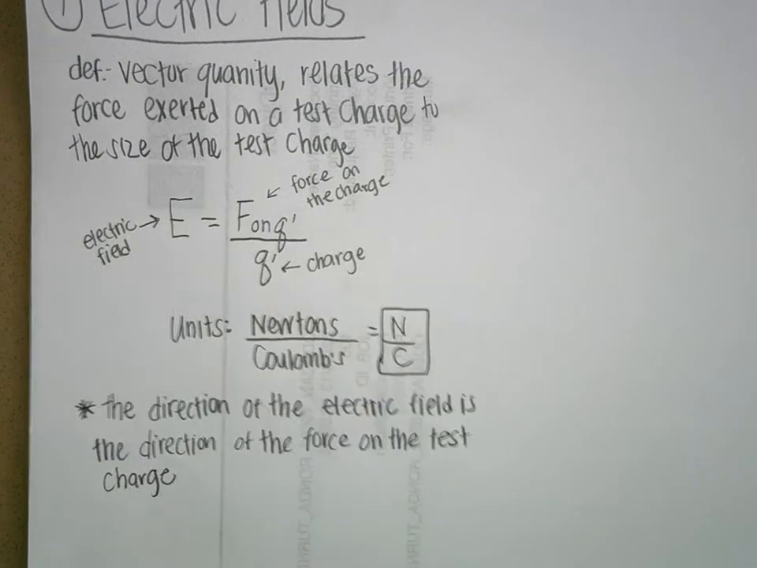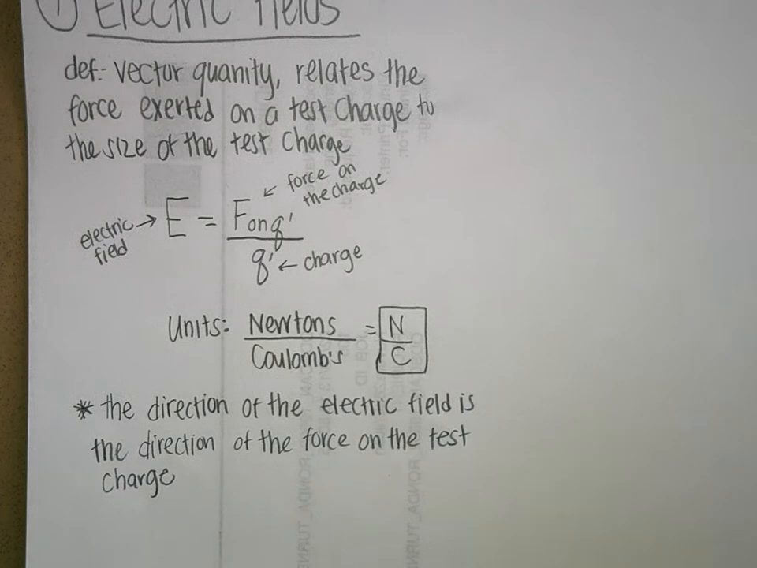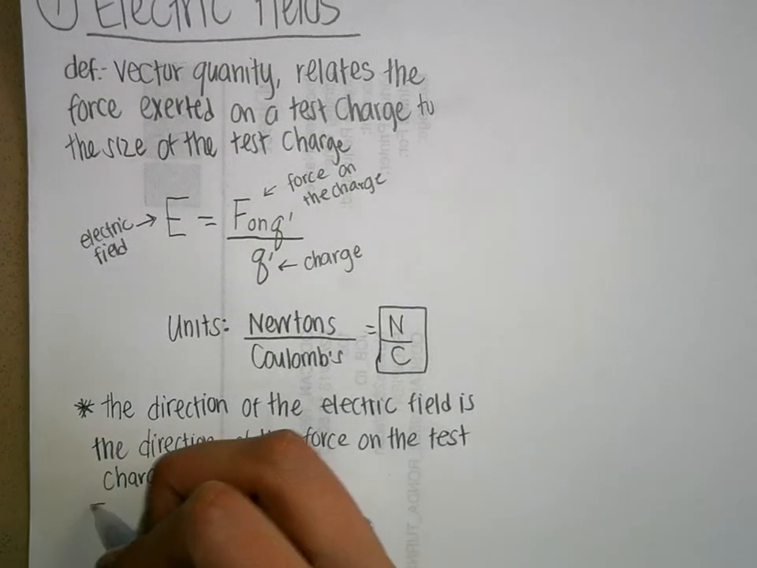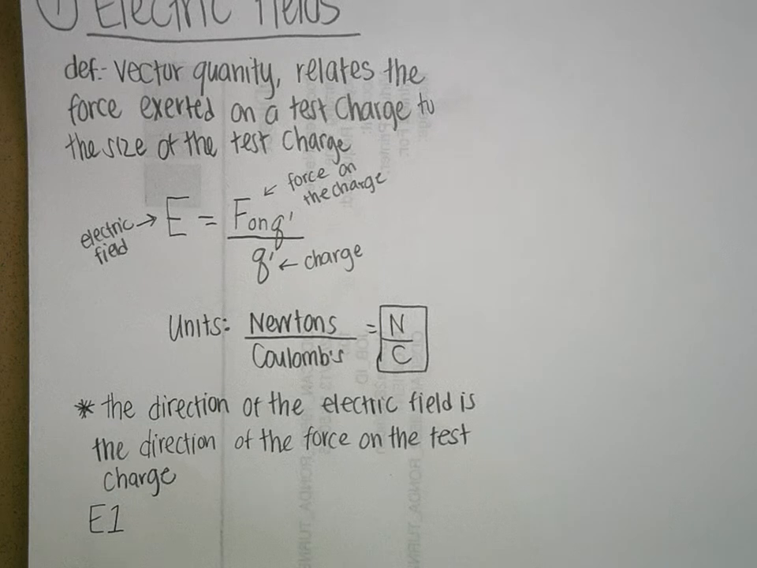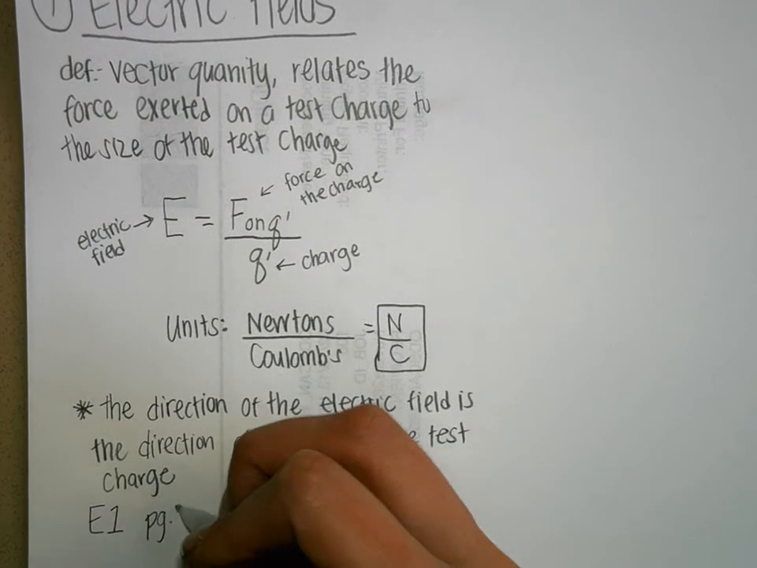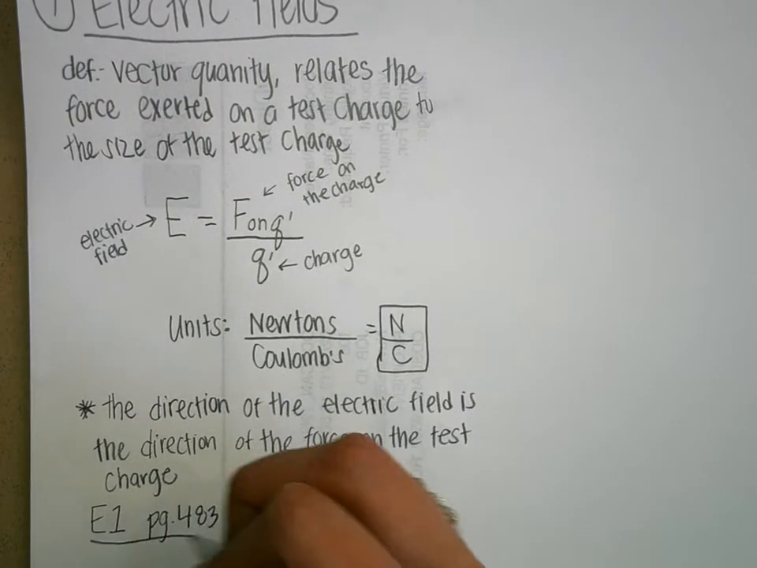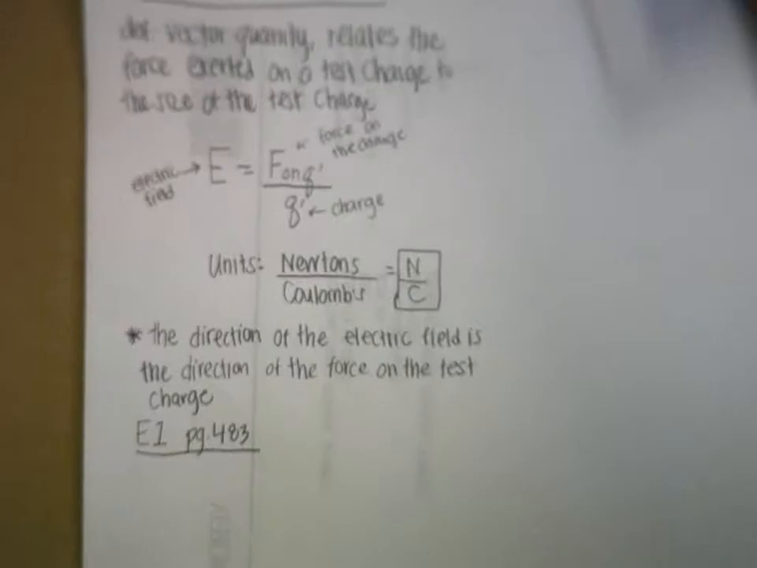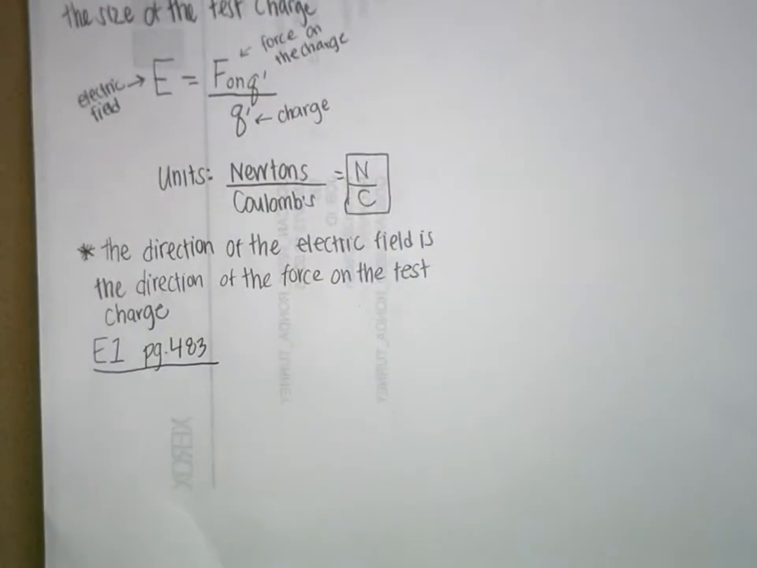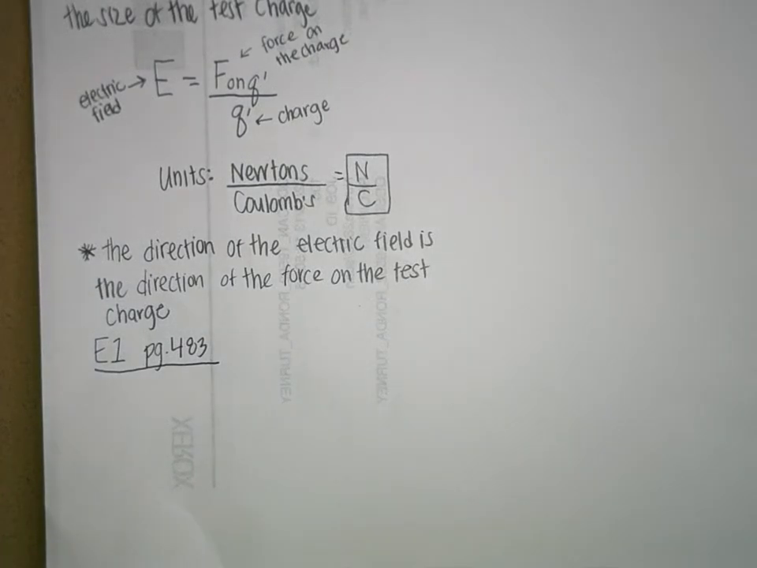Now I'm going to solve a problem for you in your book. This is example problem number 1, and it's on page 483. The problem says an electric field is to be measured using a positive test charge of 4 times 10 to the negative 5th coulombs. This test charge experiences a force of 0.6 newtons acting at an angle of 10 degrees. What is the magnitude and direction of the electric field at the location of the test charge?